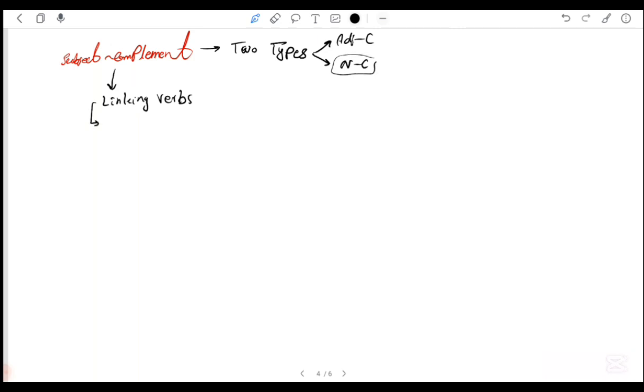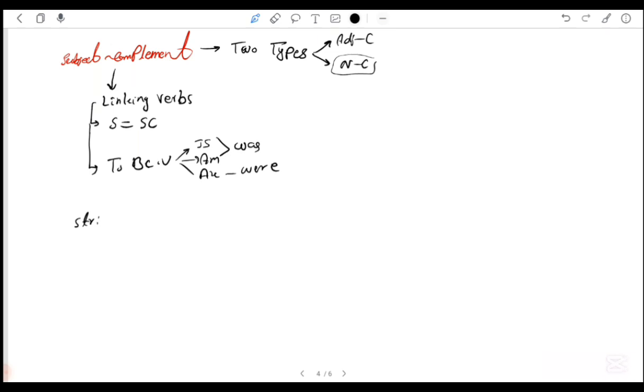So I said the linking verbs are verbs that connect subjects with the subject complement. They're like an equal sign. The linking verbs are to be verbs. I said this, to be verbs, and they are like is, am, are, was, were. Basically, they are linking verbs.